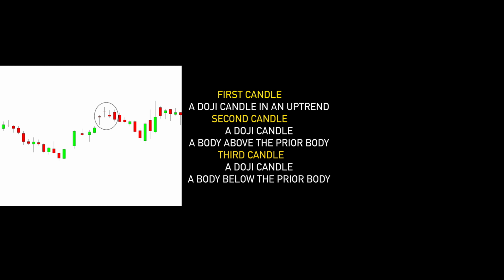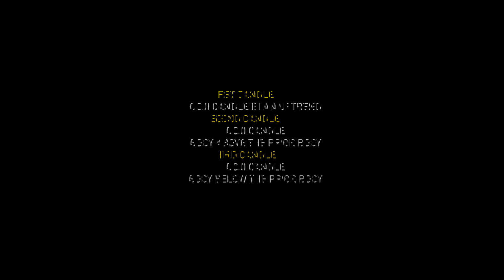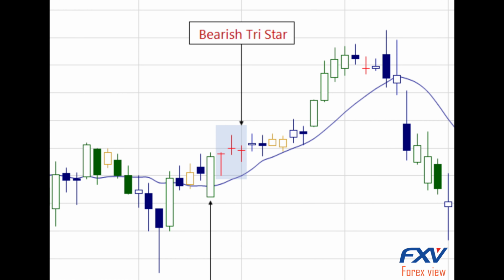candle with a body above the prior body, and the third candle is a doji candle with a body below the prior body. The bearish tri star is a very special pattern because it's composed of three doji candles indicating market indecision. Therefore, the market context in which this pattern appears is especially important. The occurrence of this pattern is extremely rare, so when it occurs, it should not be ignored.